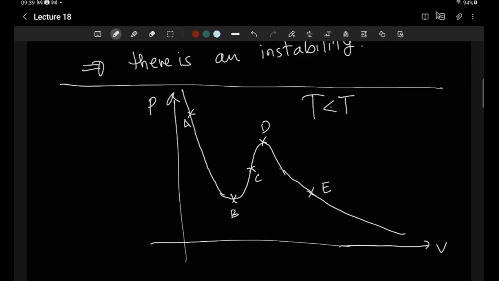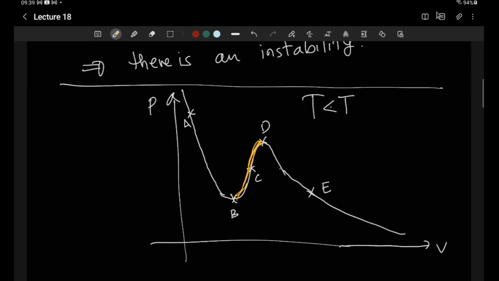AB and DE. Sir, AB and DE, the DE part. That's the correct sign, no? We want dP by dV to be negative, right? So it's B to D. Okay. So this is the unstable region, because compressibility is negative, so it's unstable.